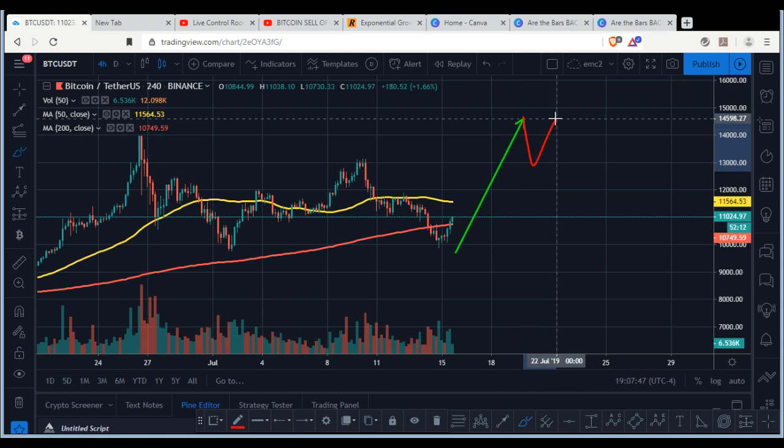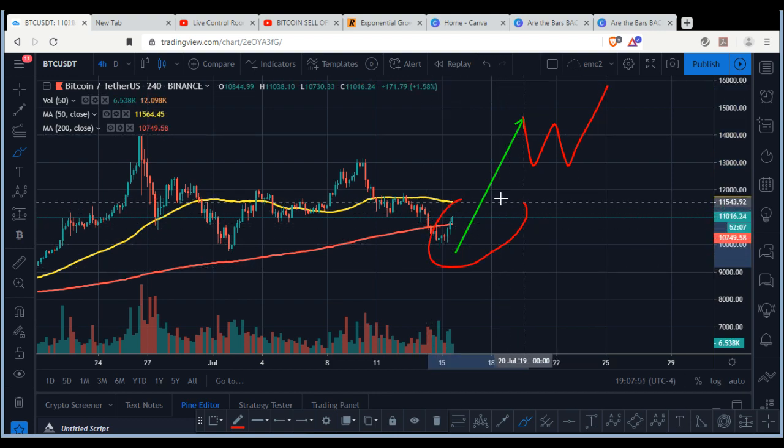If it is going to make a flat correction before pushing to the upside, because you're not going to get a WXY in this range, because it is a very low time frame. Most likely you're just going to get a zigzag in this area. Most likely we're going to get a zigzag before pushing to the upside.